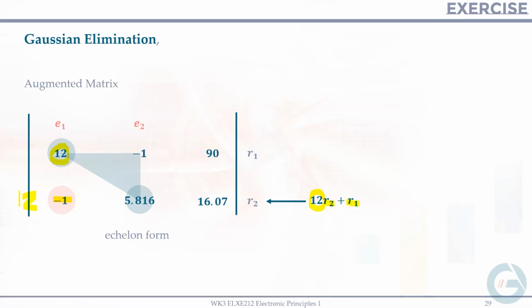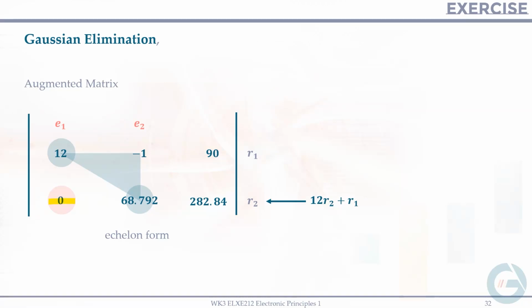So negative 1 times 12, okay, this one. So negative 1 times 12 plus 12, that is 40. So the same, 5.816 times 12 plus negative 1. That will give me 68.792. So 16.07 times 12 plus R1, which is 90. And that will give me 282.84. Okay, so this is now 0.